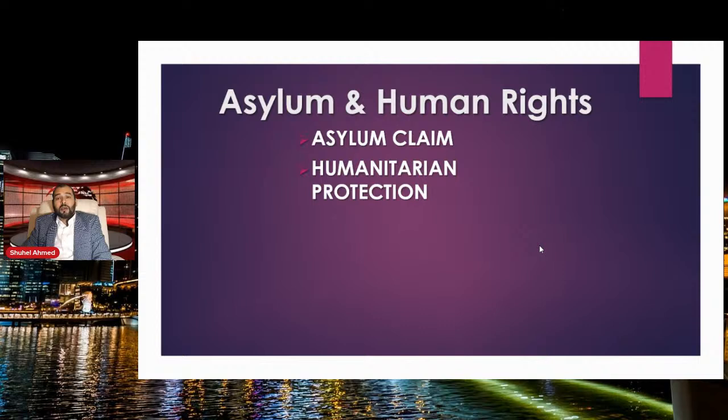Humanitarian protection: when someone's asylum is refused because he is not within the definition of a refugee under Article 1 of the Refugee Convention 1951. However, in that case, if he is not protected by the Refugee Convention, then the Home Secretary can give him protection under humanitarian protection, that is, leave to remain on the basis of humanitarian protection.